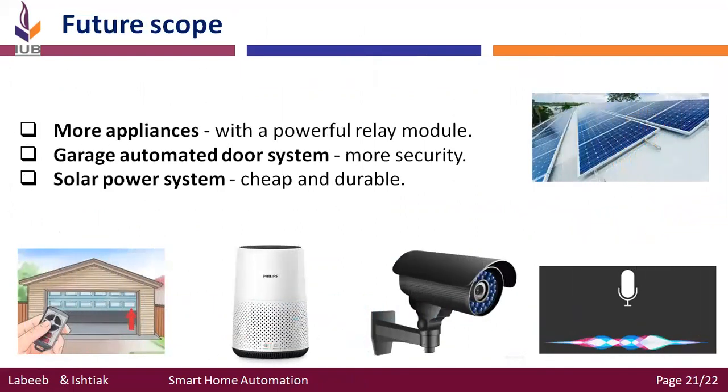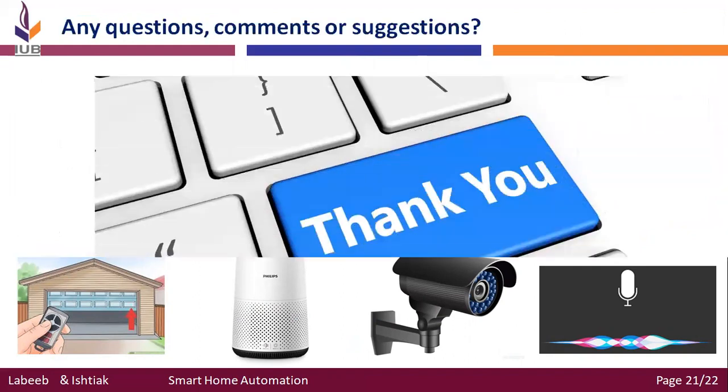Here is the future scope. More appliances with a powerful relay module can be used. A garage automated door system for more security. And we can use a solar power system, which is cheap and durable. We can connect the device to solar energy, which is a renewable source of energy.